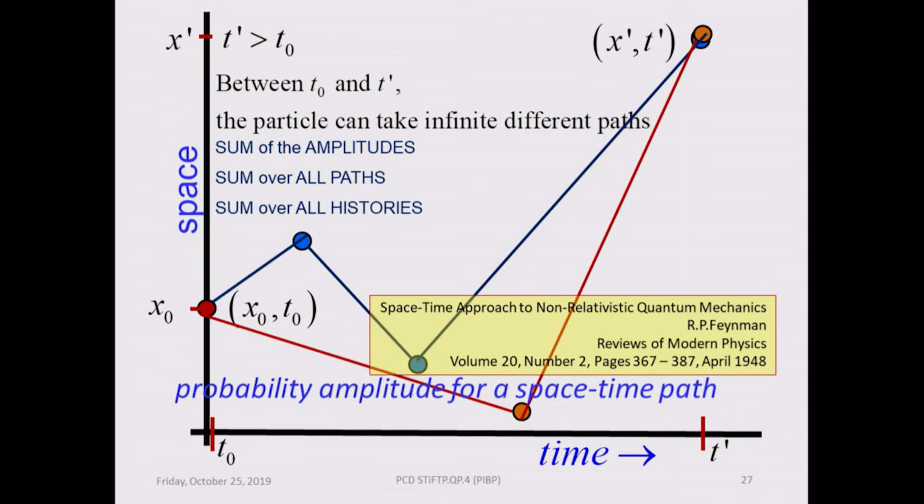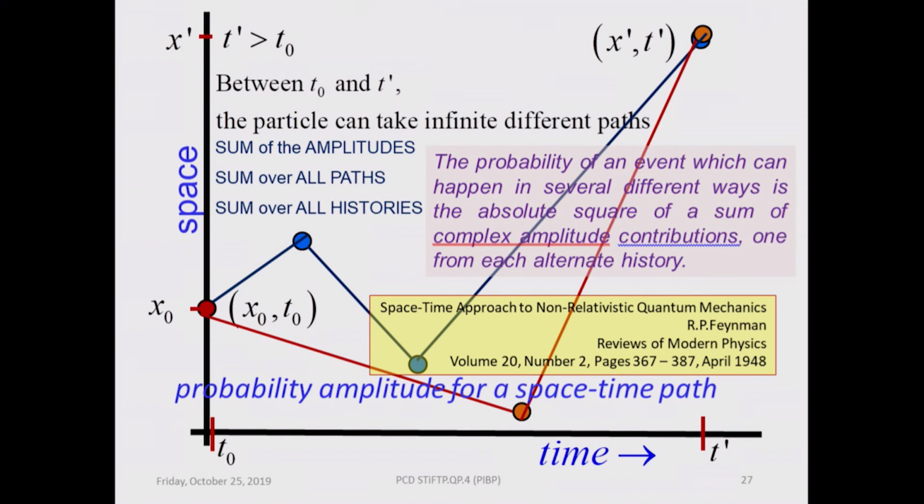Okay? So, this is this Feynman approach, or what Feynman called the space-time approach to non-relativistic quantum mechanics, which is documented in his article in Reviews of Modern Physics. All right?